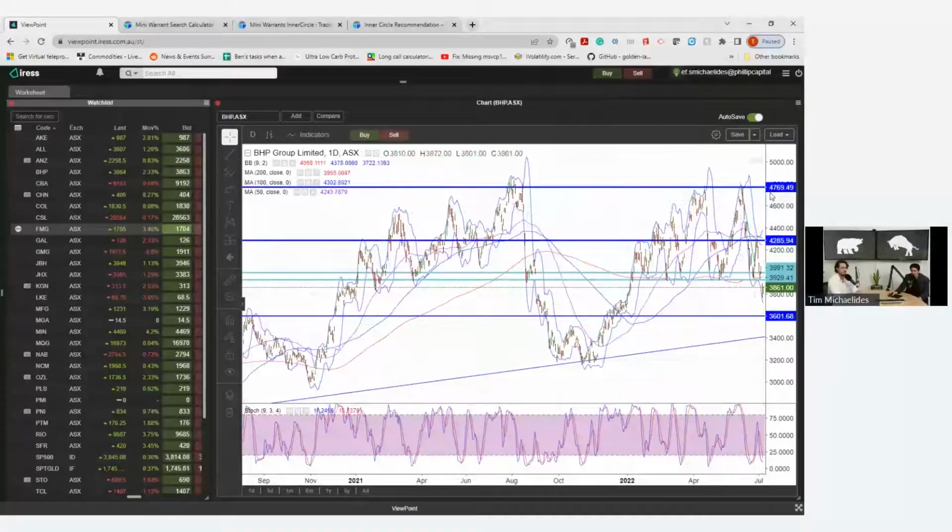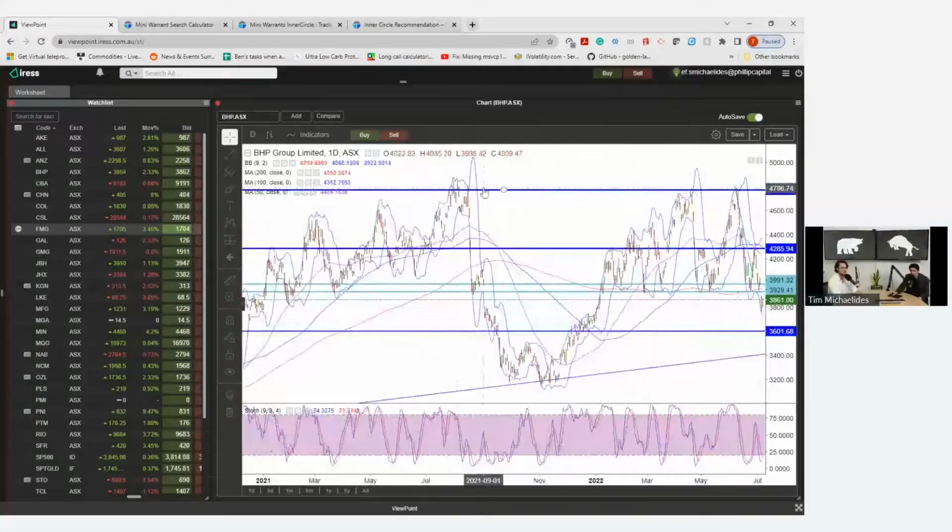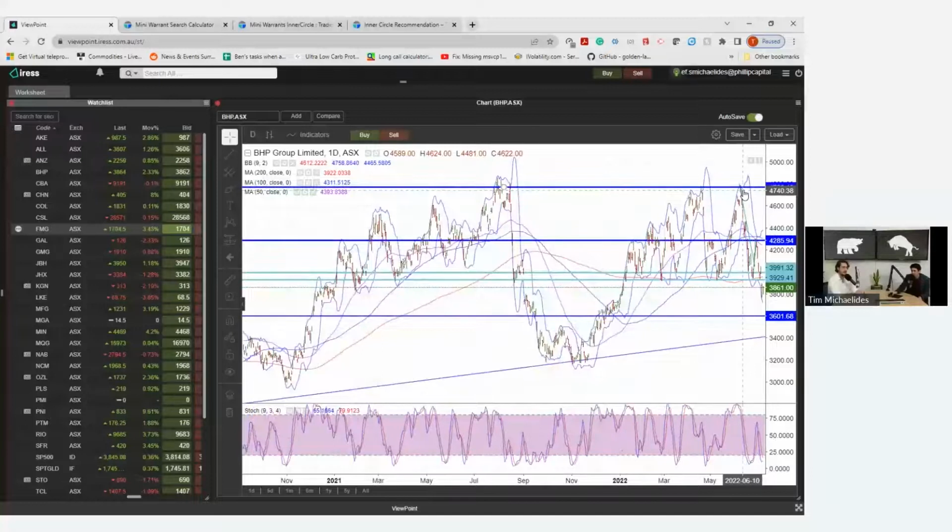It's struggled to get through that 48 level up here multiple times. So that's 1, 2, 3. So there's a key level of resistance up there. I do want to just quickly interject in regards to the longer term trends. It's important to understand that they themselves are going to be a little bit rough, and you can't be too precise with them as well.